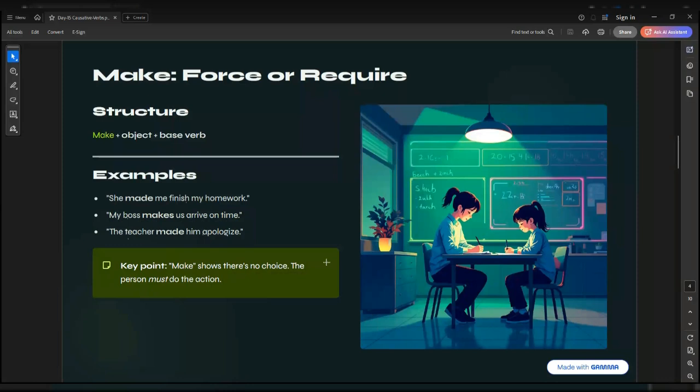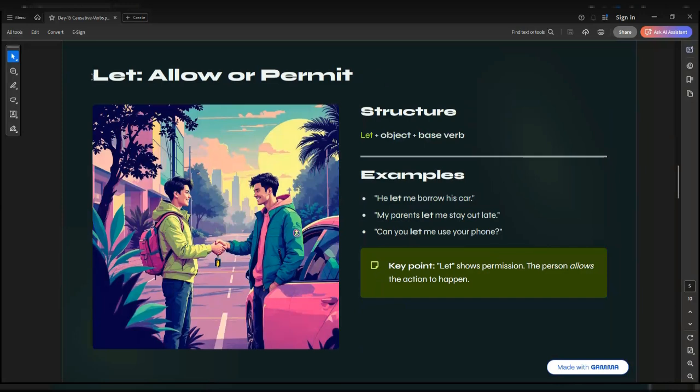Don't worry, I will be covering everything little by little. Allow or permit. What is let? Let means to allow or permit. Let plus object plus base verb. He let me borrow his car. Let, object is me, borrow is the base verb. He is allowing me to borrow his car. My parents let me stay out late. My parents allowed me to stay out late, right?